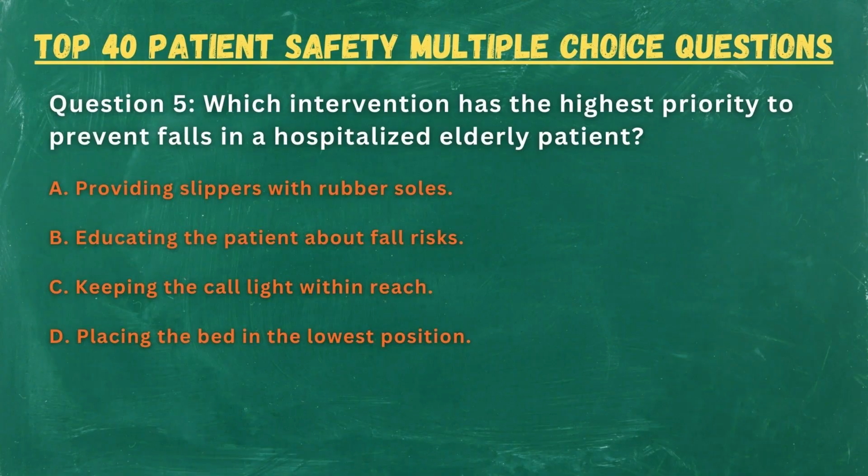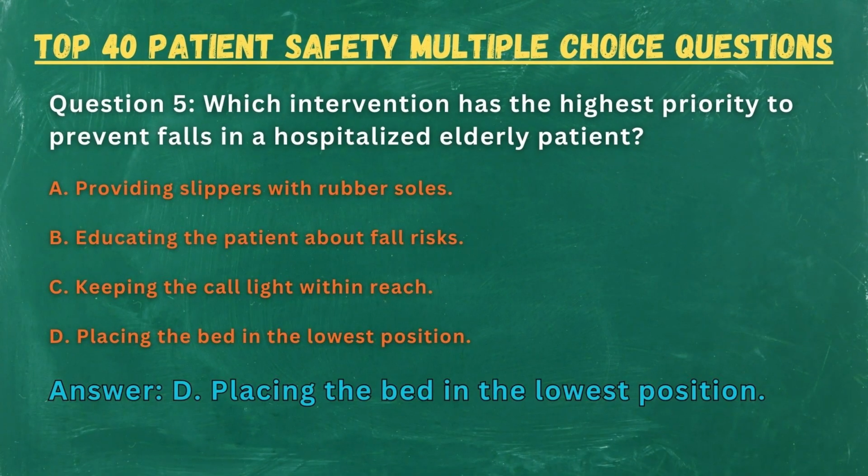Question 5. Which intervention has the highest priority to prevent falls in a hospitalized elderly patient? A. Providing slippers with rubber soles. B. Educating the patient about fall risks. C. Keeping the call light within reach. D. Placing the bed in the lowest position. Answer. D. Placing the bed in the lowest position.